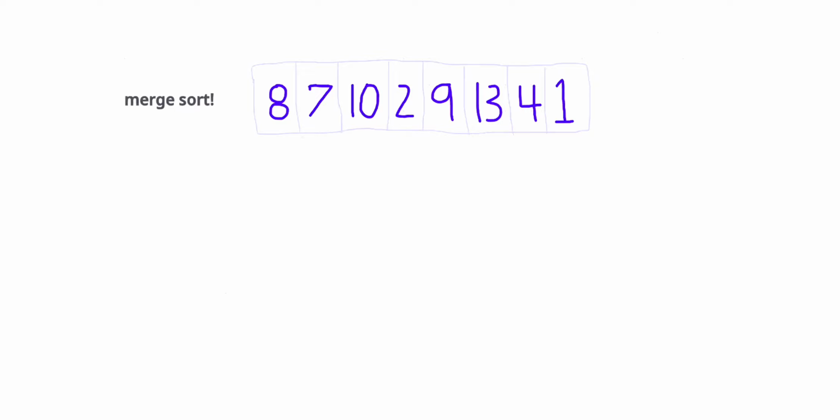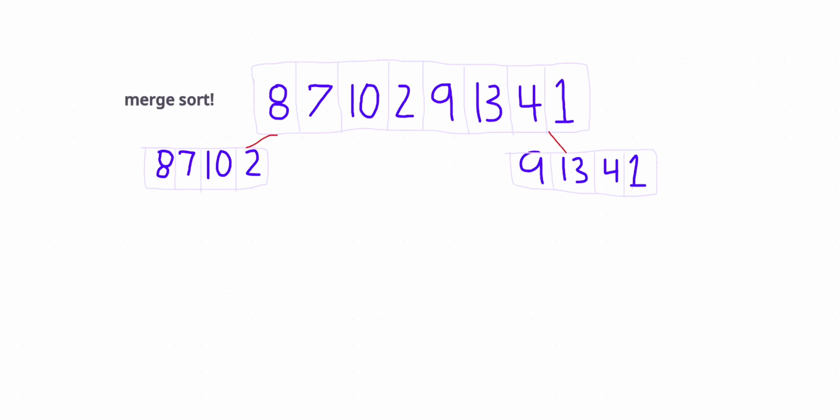MergeSort will sort by splitting the array into two smaller subarrays, each of 4 elements. So we'll have our left subarray and then our right subarray. Our left subarray will be 8, 7, 10, and 2. And then our right subarray will be the remaining elements: 9, 13, 4, and 1.